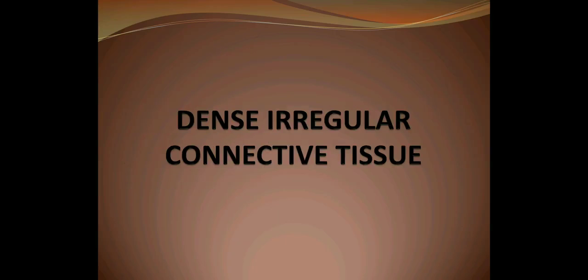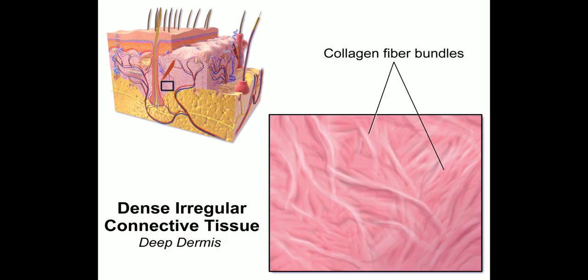Now the next one is dense irregular connective tissue. In this, you will find fibers and fibroblasts are not arranged in an orderly manner. That means in regular it was arranged in an orderly manner, and here it is not arranged in an orderly manner. And the best example you will find here is the dermis of skin.